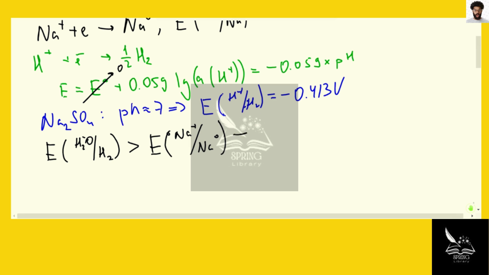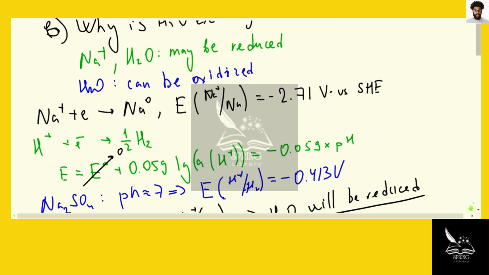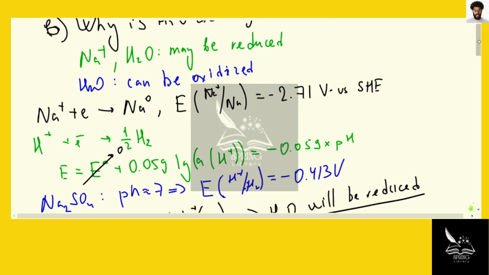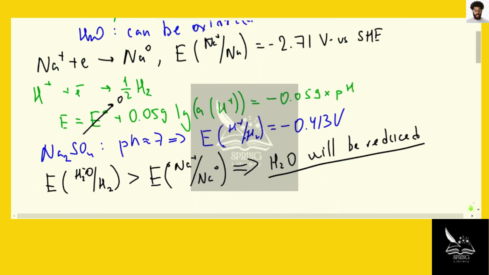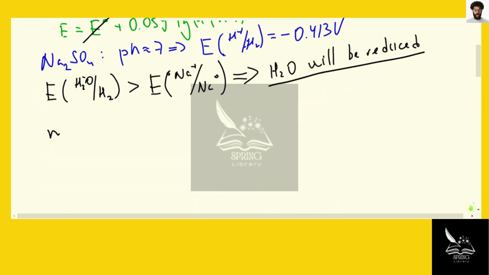Therefore, water will be reduced. And as I mentioned, sulfate cannot be oxidized further. So no oxidation of sulfate. Therefore, water will be electrolyzed.